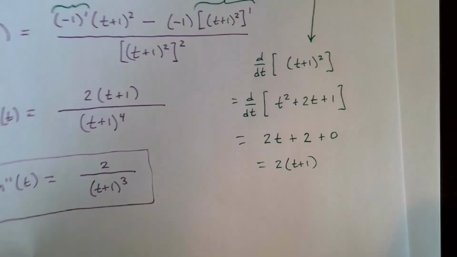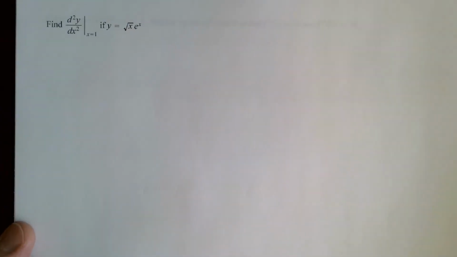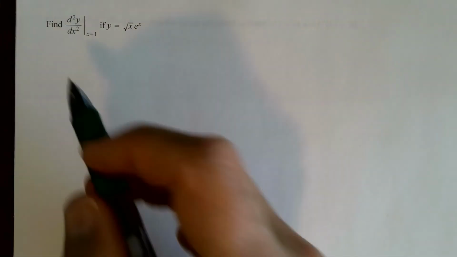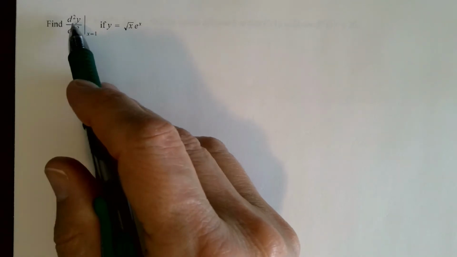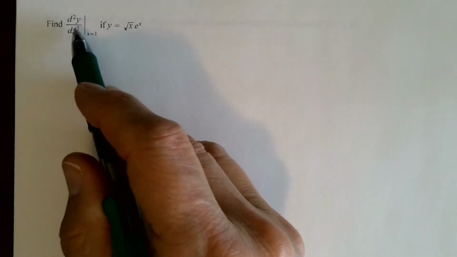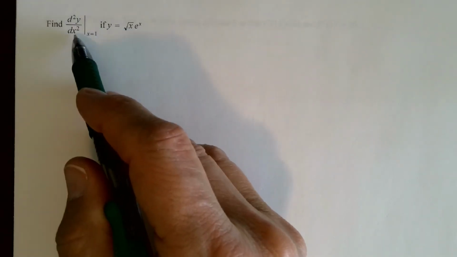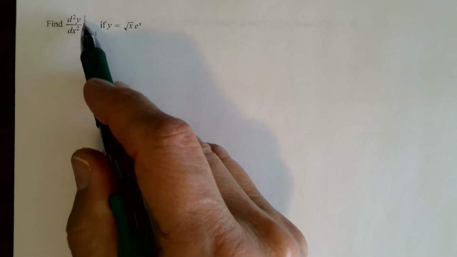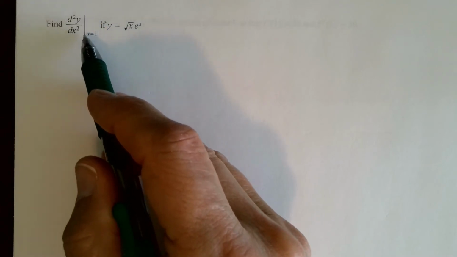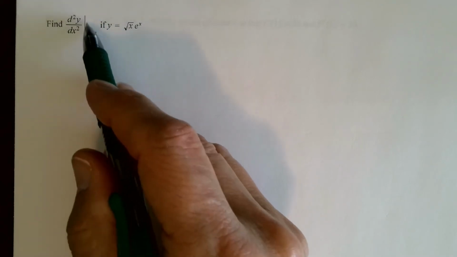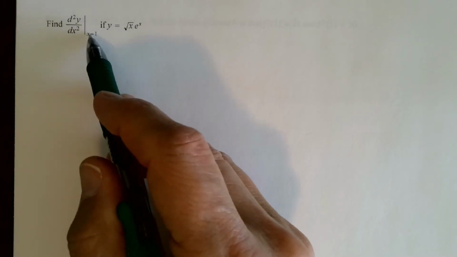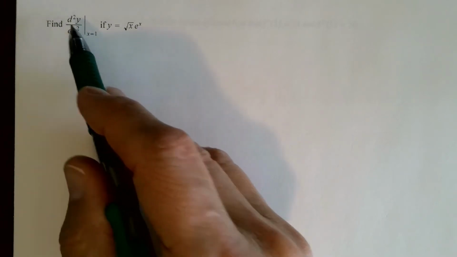Let's do another example. This one, not only do I want to find the second derivative, this is Leibniz notation for the second derivative of y with respect to x squared, but this bar means what? This bar means evaluated at x equal 1. So find the second derivative and then plug in x equal 1, see what we get.